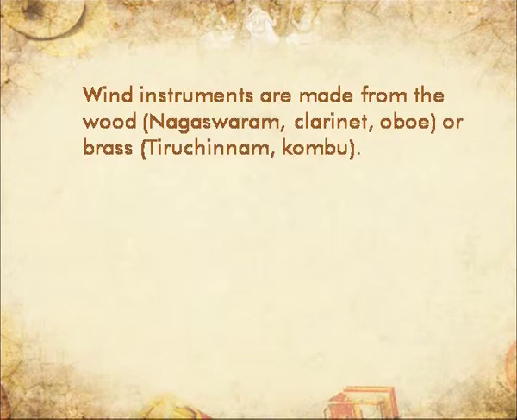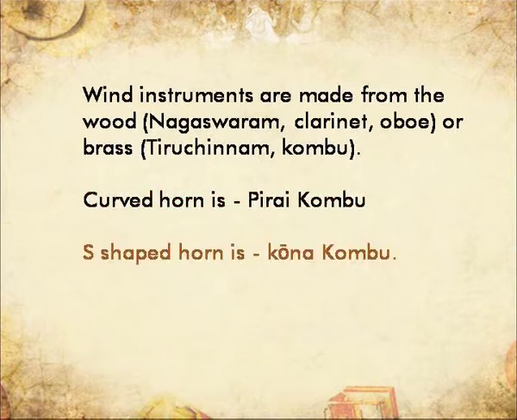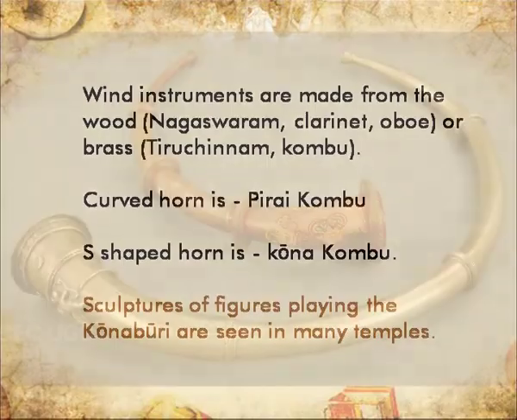Wind instruments are either of the woodwind type like the Nagaswaram, clarinet and oboe, or of the brass wind type like the Tiruchinnam and Kombu, metallic horn. The curved horn is called the Pirai Kombu and the S-shaped horn the Kona Kombu. Sculptures of figures playing the Konaburi are seen in many temples.